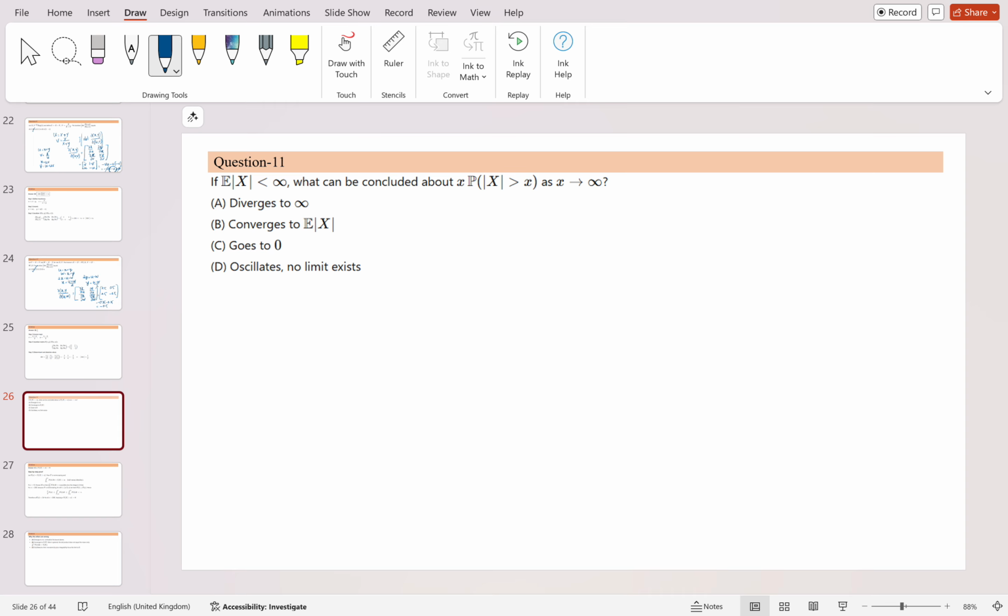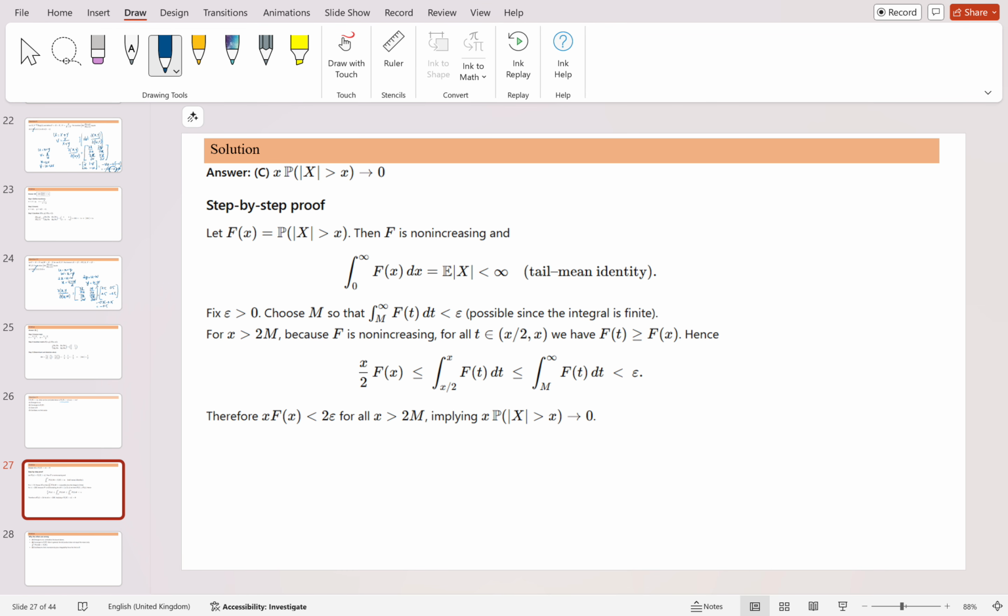Okay, let me give the solution for this problem. Here it is saying if the expectation of x is less than infinity, what would be concluded about the probability of mod of x greater than x as x tends to infinity. The simple proof is that this is the correct answer, option C. Proof: let f(x) be the probability of mod of x greater than x. So f is non-increasing, and the integral from 0 to infinity of f(x) dx is just the expectation of x, which is less than infinity; that is the tail mean identity.